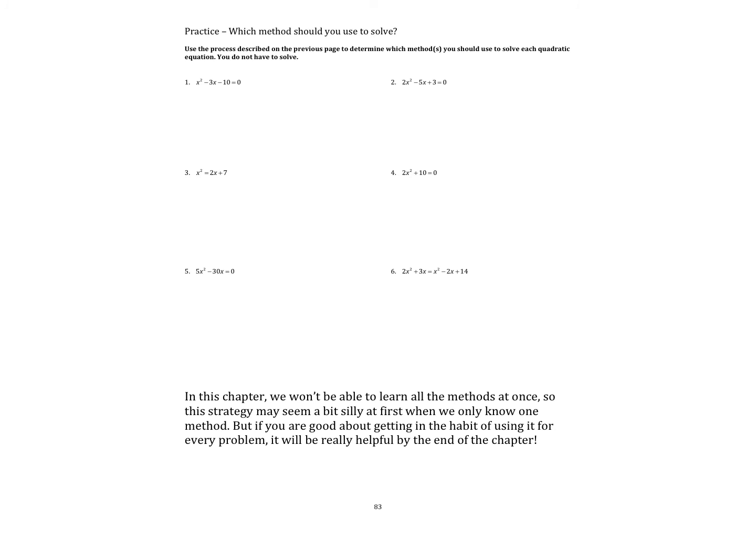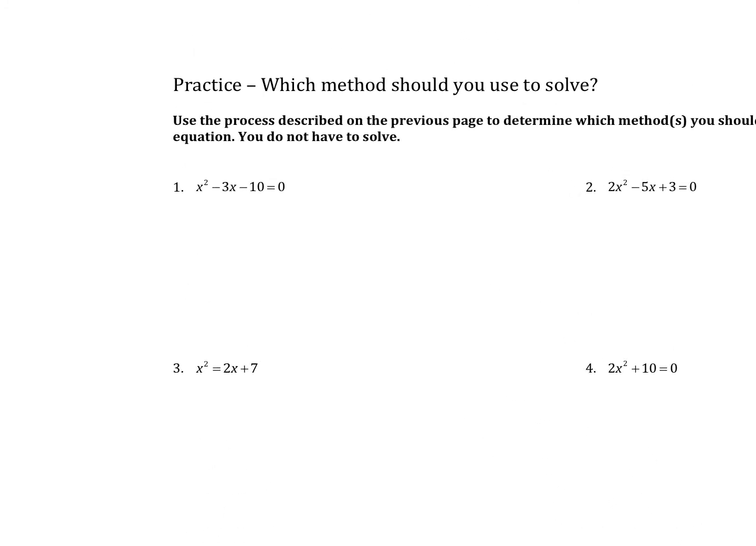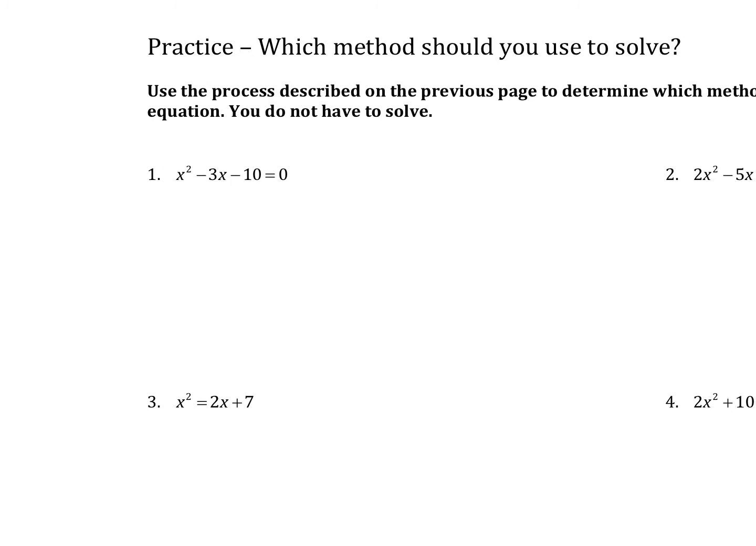So, which method should you use to solve? Let's look at each of these problems, and we're going to get each into standard form. This one's in standard form. Then we're going to label our a, b, and c. So a equals 1, b equals negative 3, c equals negative 10. Now notice none of them are 0.